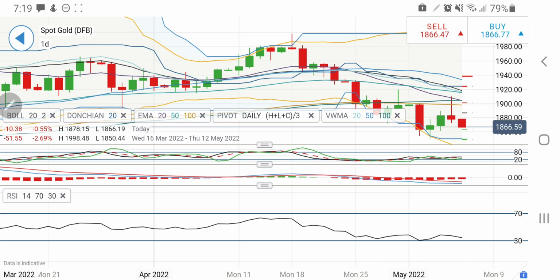One can remain short on gold till the time it trades below 1880 levels. Mark these levels and trade accordingly. You can put your stop loss at 1880 and remain short on gold. One can expect 1850, 1840 zones. So take your positions accordingly.